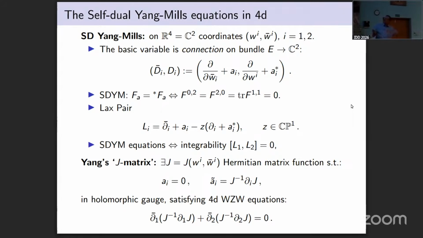Yang's J matrix equation, or in more modern terms, it's a four-dimensional WZW model, because these aren't symmetrized derivatives. This is d bar of J inverse dJ equals 0. If it's symmetrized, then it would be a harmonic map, but it has a skew part. It's got a WZW term. Okay, so these are what the self-dual Yang-Mills equations look like in 4 dimensions. And to give you just a brief flavor.